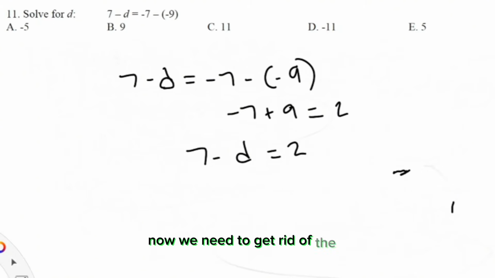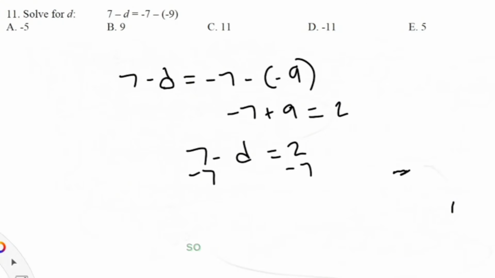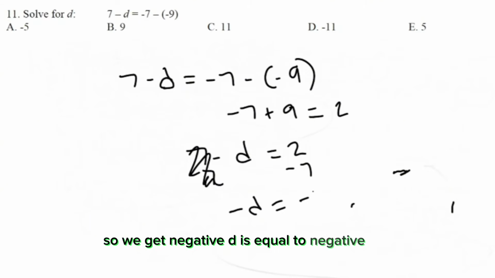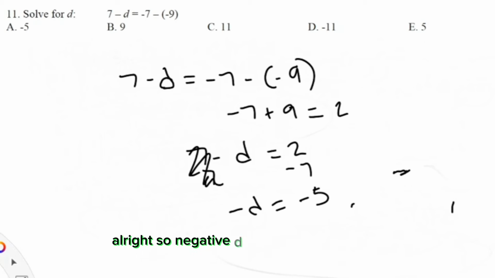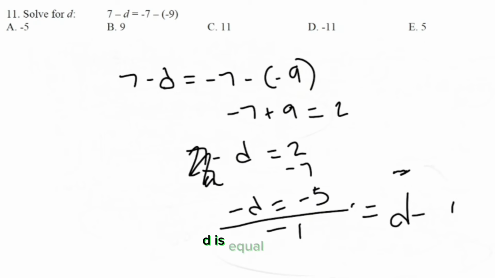Now we need to get rid of the 7. So we can subtract 7 from both sides of the equation to get negative d. When we do this, this cancels out, and then 2 minus 7 is negative 5. So we get negative d is equal to negative 5. If negative d is equal to negative 5, then positive d is equal to 5, because all we're doing is dividing it by negative 1. That gets us d is equal to 5, and that's your answer.